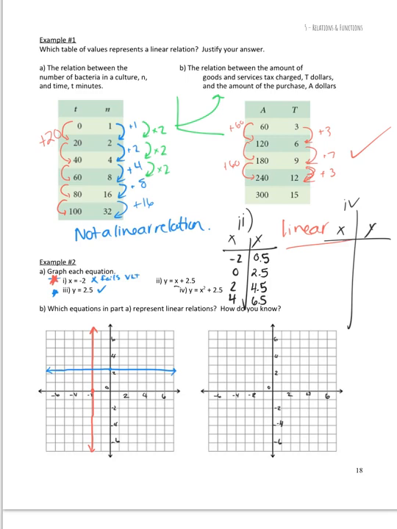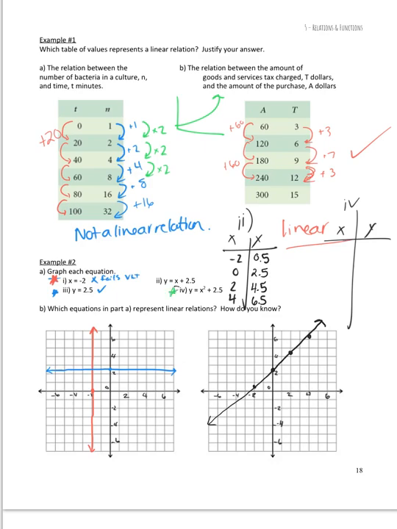Graphing this data, -2 and positive 0.5, 0 and positive 2.5, 2 and 4.5, and 4 and 6.5. Connecting these, we should get something like that. Again, you should use a ruler if you have one available.